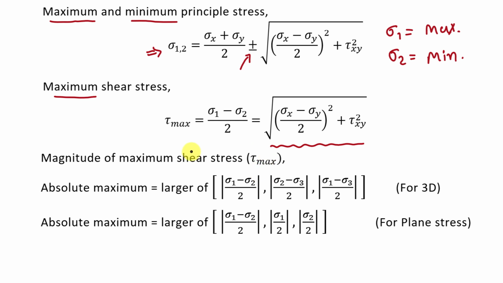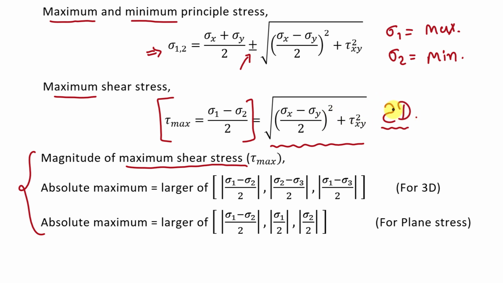Now from here you also have to remember two other formulas, for the magnitude of maximum shear stress. Here this maximum shear stress is for the 2D case, meaning we have applied a 2D loading condition in the body, as we discussed earlier, right? So in that case the value of tau max is sigma 1 minus sigma 2 by 2.